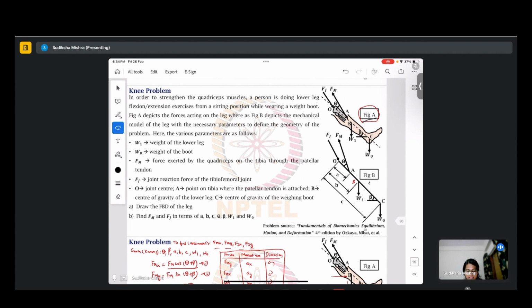Here the various parameters are W1, which is the weight of the lower leg, W0, which is the weight of the boot, Fm, which is acting here, the force exerted by the quadriceps on the tibia through the patellar tendon, Fj, which is the joint reaction force of the tibiofemoral joint.